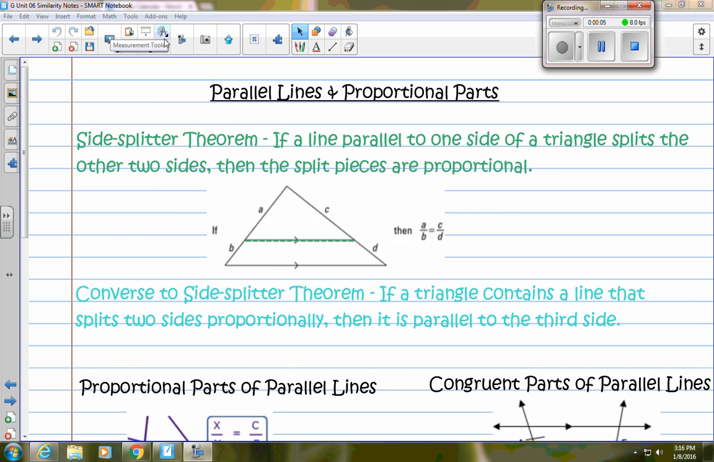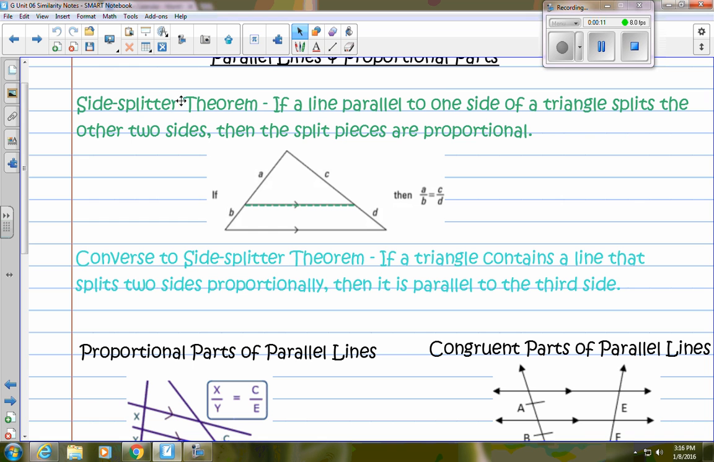Tonight's notes are going to focus on parallel lines and proportional parts. The first thing we're going to talk about is the side splitters theorem. If we have a triangle where a line cuts through it and is parallel to any one of the sides of the triangle, then it splits the other two sides proportionally.